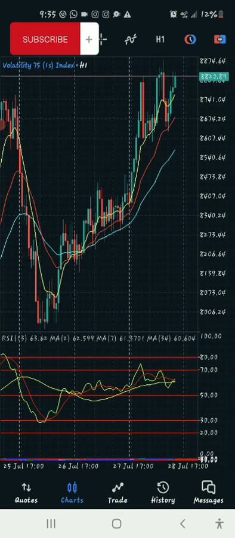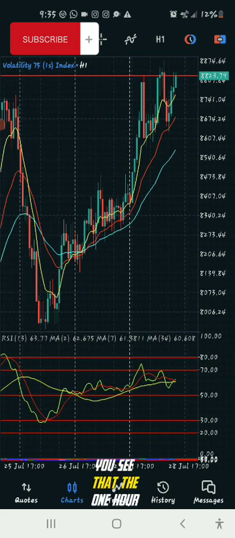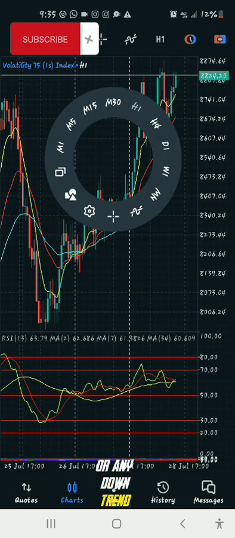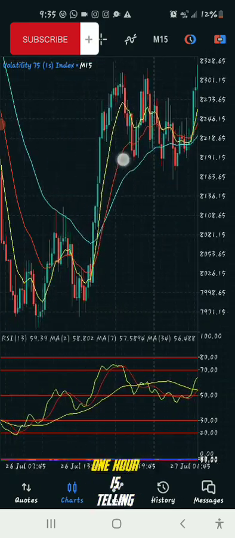You can also get additional confirmation for your direction, like for the trend of the market. The additional confirmation is that once you check your 1 hour, you see that the 1 hour is trending up, in an uptrend or in a downtrend. You can come to your 15 minutes and check if your 15 minutes too is telling you the same thing that the 1 hour is telling you.